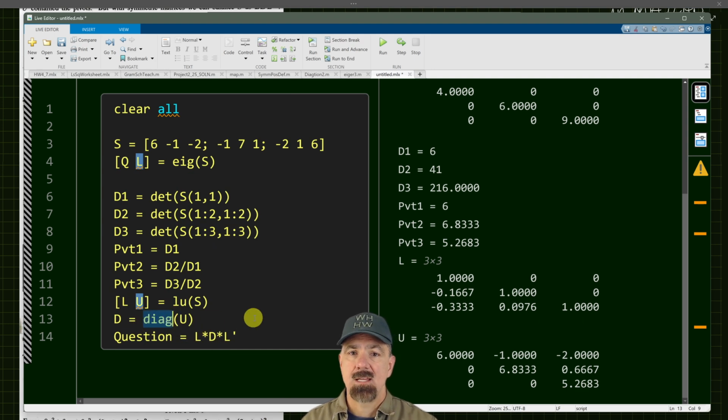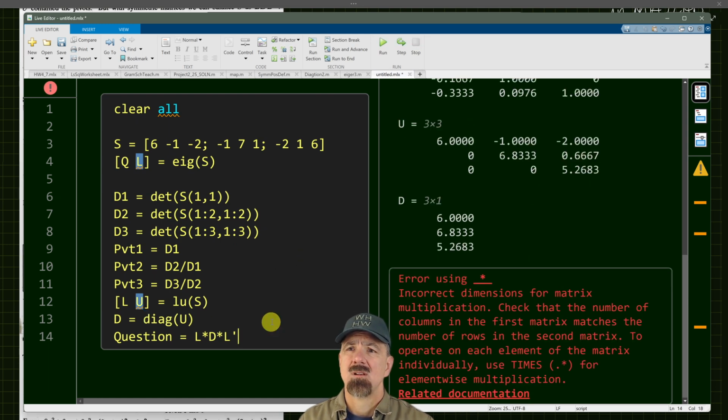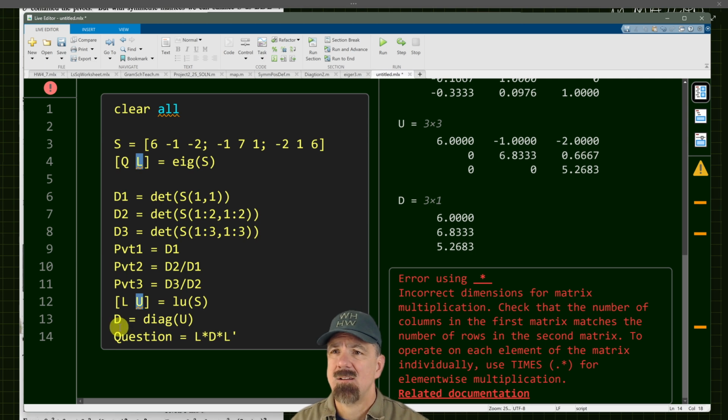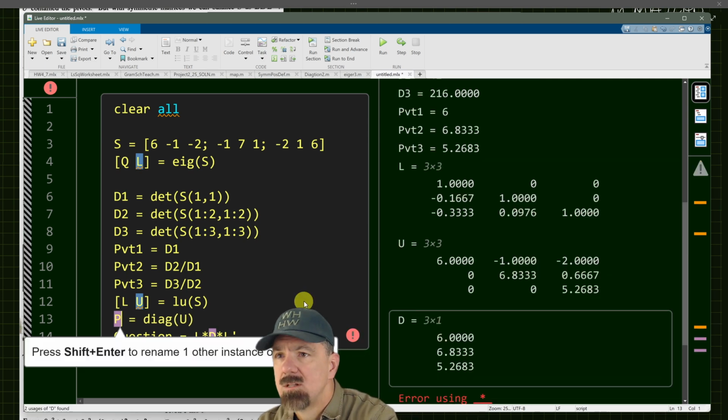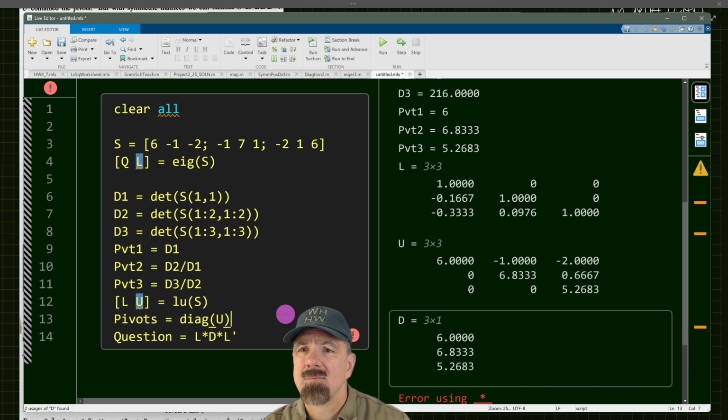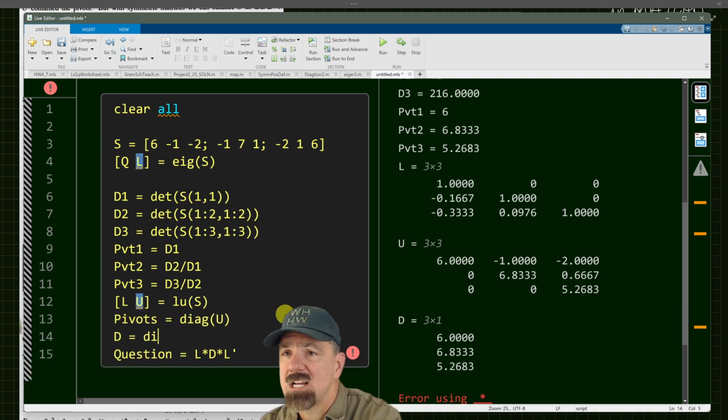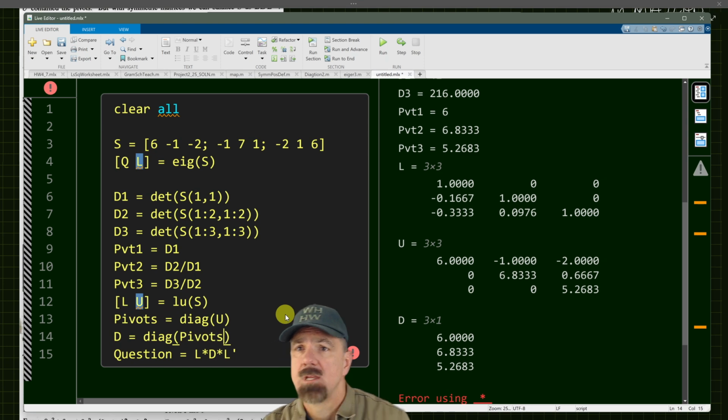The diag command in MATLAB, remember, if you feed it a matrix, it will pull off the diagonal. So this is just going to pull off the pivots from the U matrix when we do the LU decomposition. And we have a problem doing multiplication. So it's pulled off D as a vector, but we now need to take that vector and build it back out to be a matrix, so I'm going to call this pivots. And the D matrix is actually the diag of the pivots.